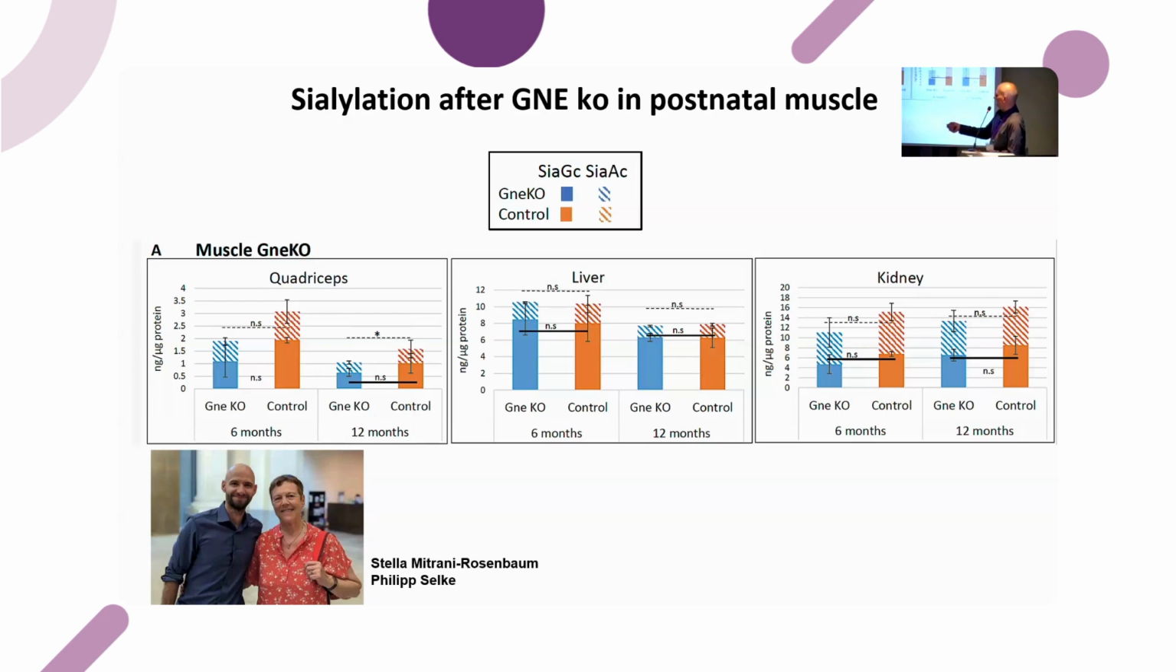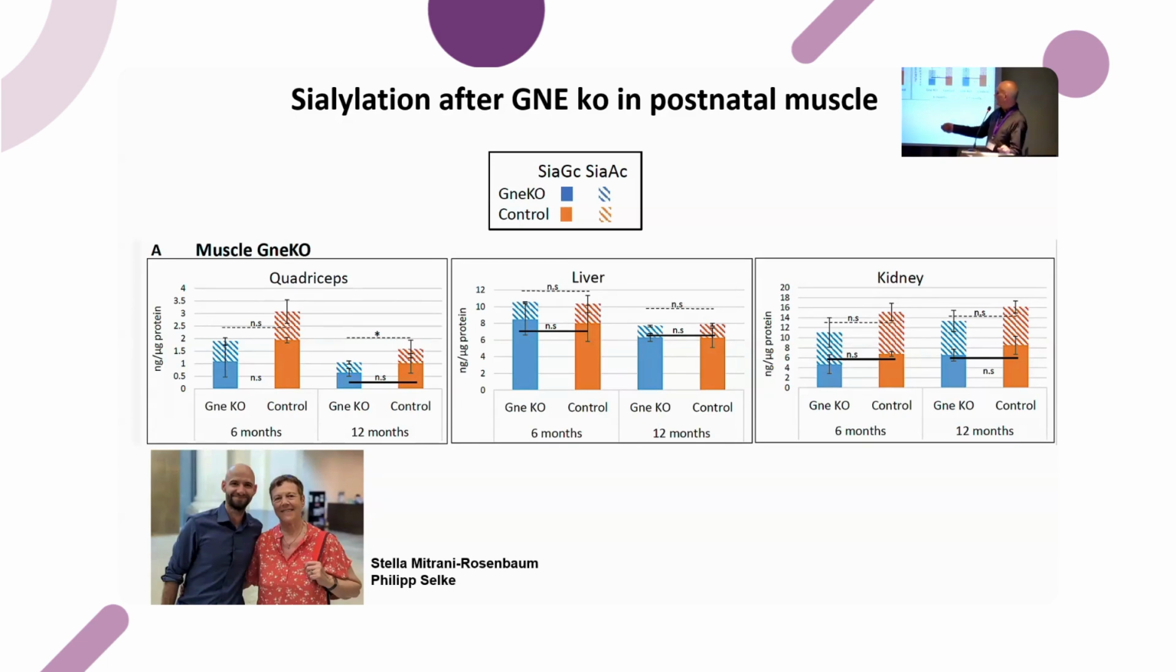And what you see now is very interesting. You see here the knockout and the control, so the wild type always, knockout in blue and control in orange. And you see here this complete block and this somehow striped block. And you see that this is the N-glycolylneuraminic acid. This is the major sialic acid of mice. And you see a reduction in the muscle GNE knockout, a reduction of the major mouse sialic acid.